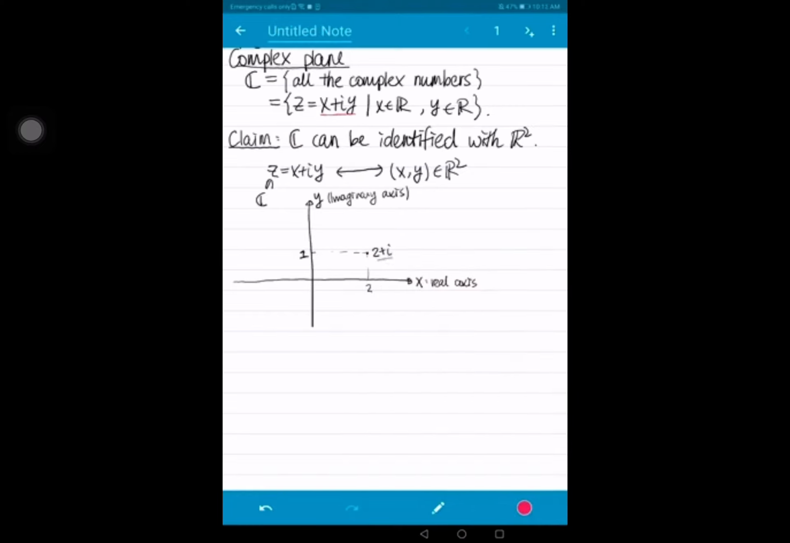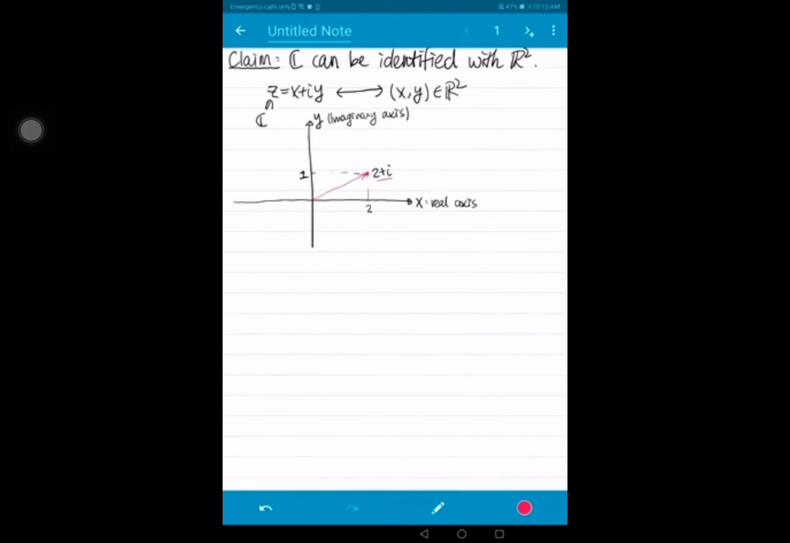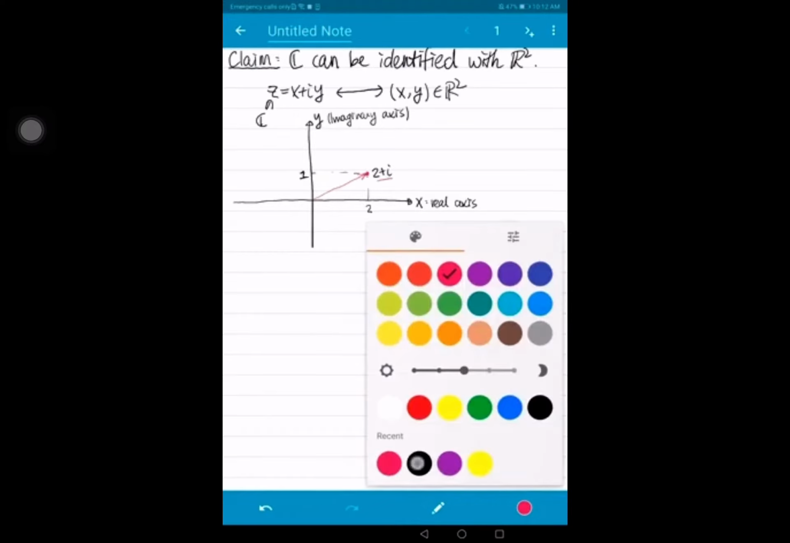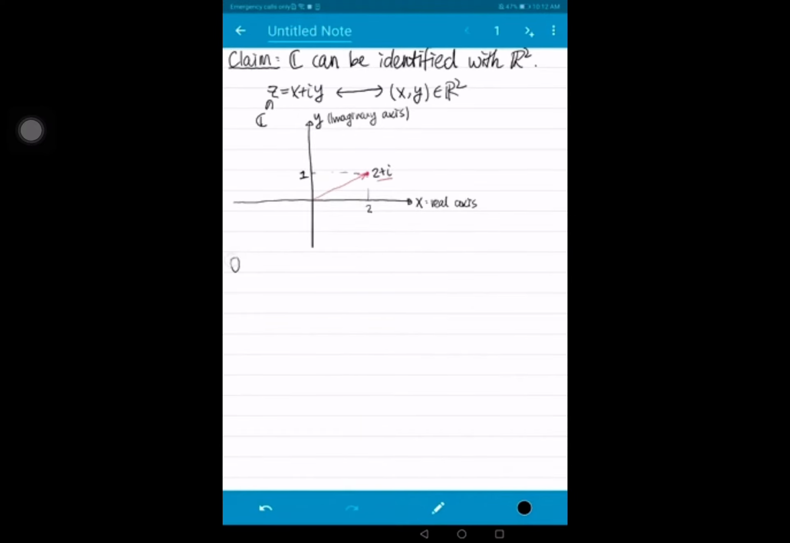On the complex plane, which is basically the same as the xy plane, R2, you can think of this point as (2, 1) in the xy plane, or you can also think of this complex number as a vector in R2, right? So this is basically how you can visualize the complex numbers and the collection of complex numbers. Okay, so we will move on to operations on complex numbers.